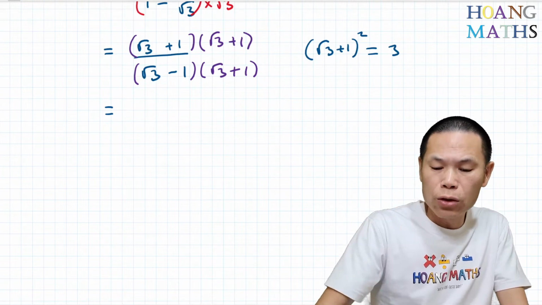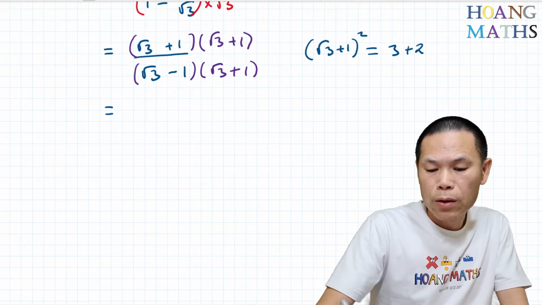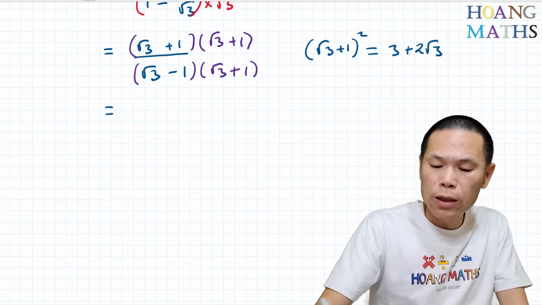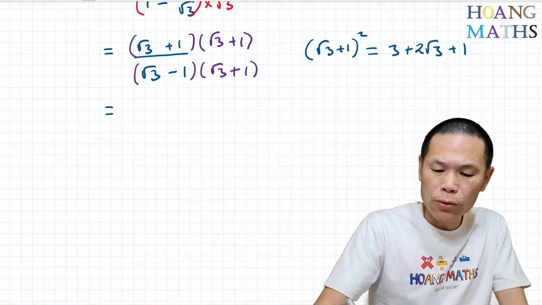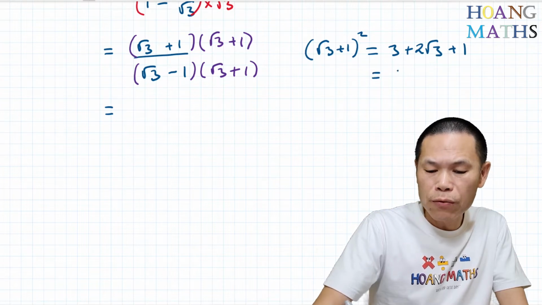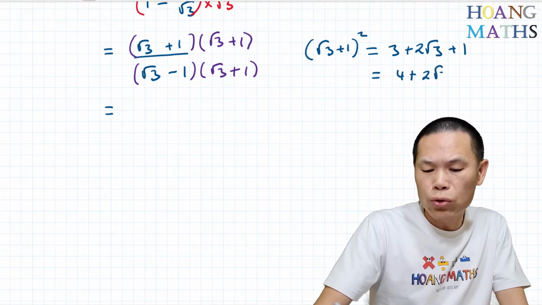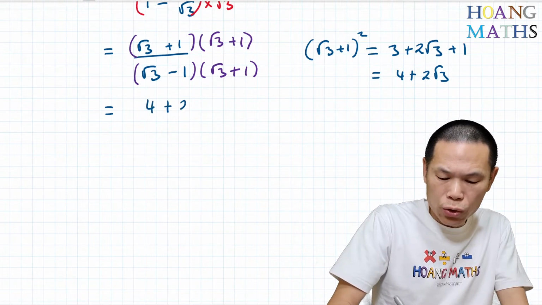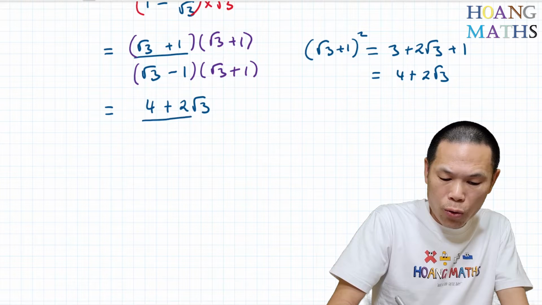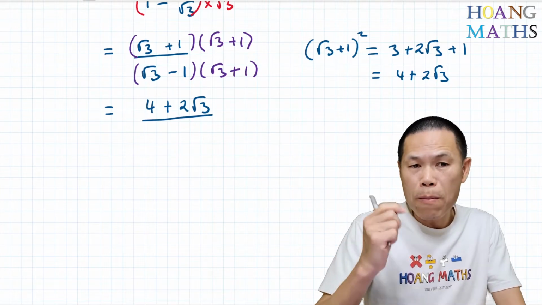And we double that, so 2 root 3. And we plus 1 squared, so that gives me 1. I just expand this by using the perfect square. That's all. So the top here becomes 4 plus 2 root 3. So that is 4 plus 2 square root of 3 over root 3 squared minus 1 squared.